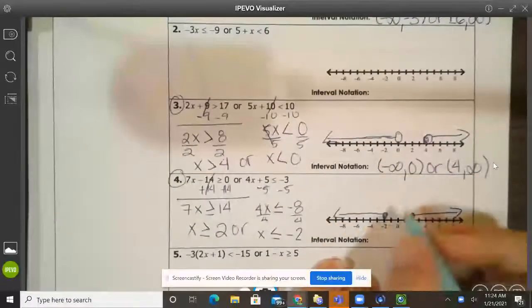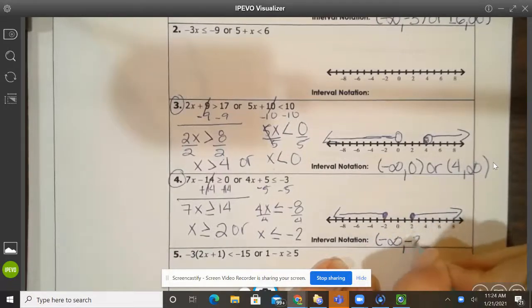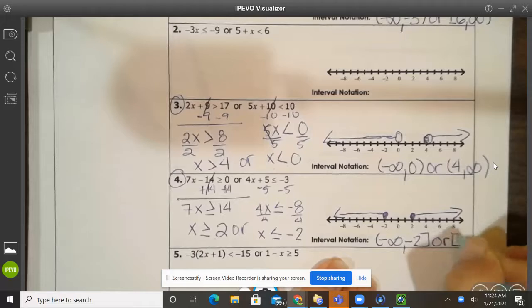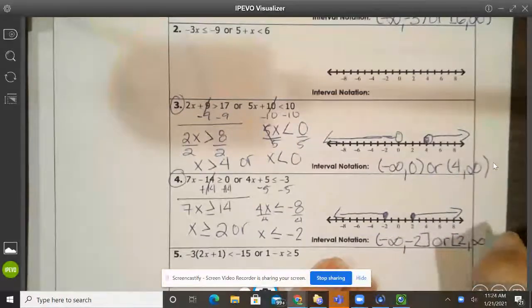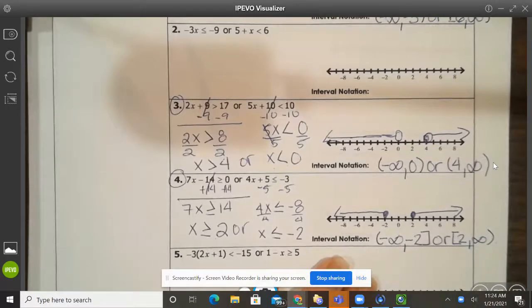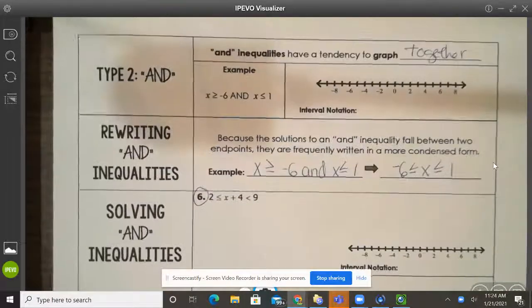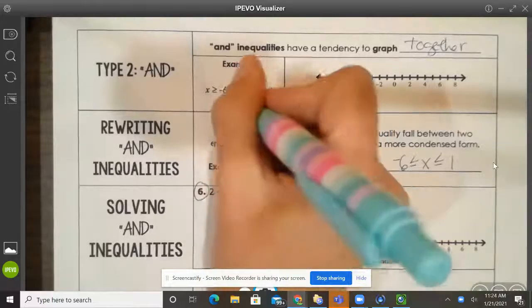All right, so now my interval notation will look like parentheses, negative infinity up to 2, which is included, and then or we have an included positive 2 and goes to infinity. Notice that when I write my infinities, again, I use parentheses. Okay? All right, so now we're gonna talk about how it looks when you have an and instead of an or.